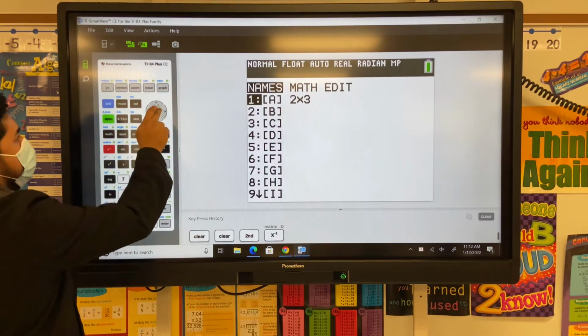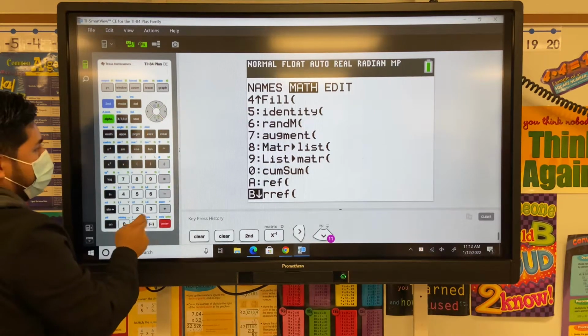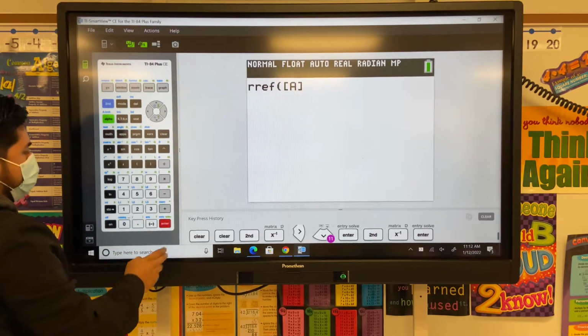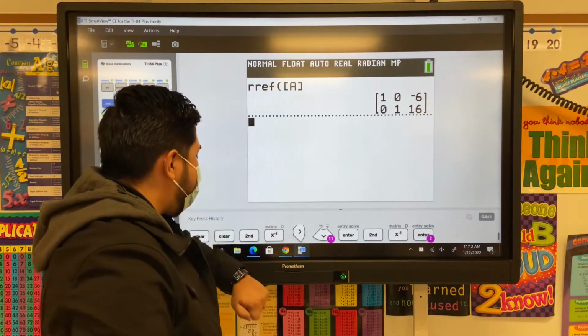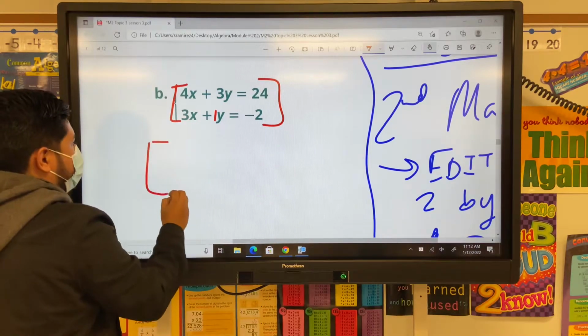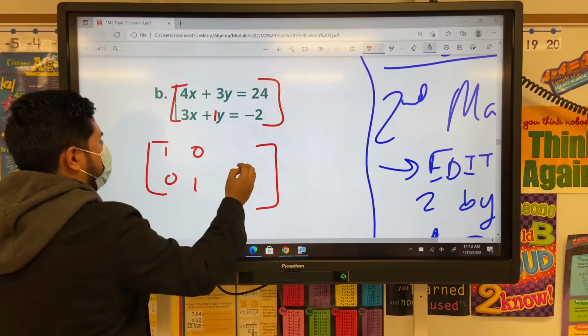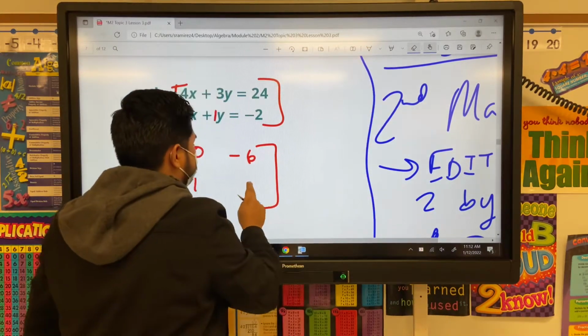Second matrix, math, letter B. Boom. Second matrix, letter A, enter. Our answer is -6 and 16. I'm going to write that down anyways. 1, 0, 0, 1, -6. Oh, I don't know why I did that. That's kind of funny.